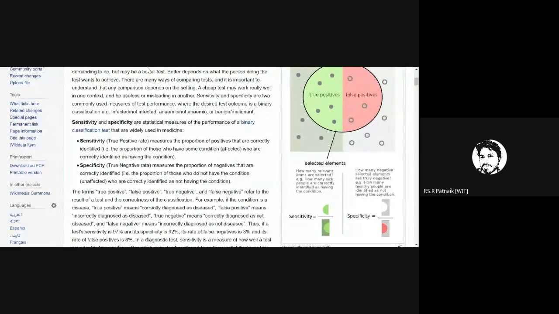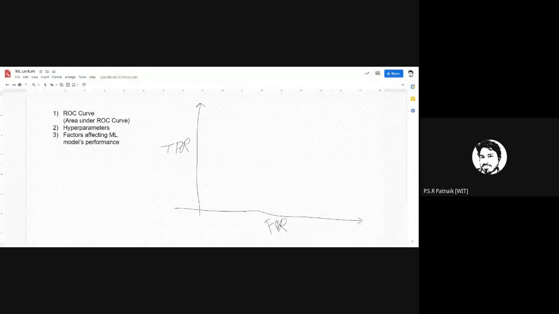So coming back to our lecture, what we are looking at is the true positive rate, like what is the ability of a machine learning model to detect the instances belonging to the class correctly.